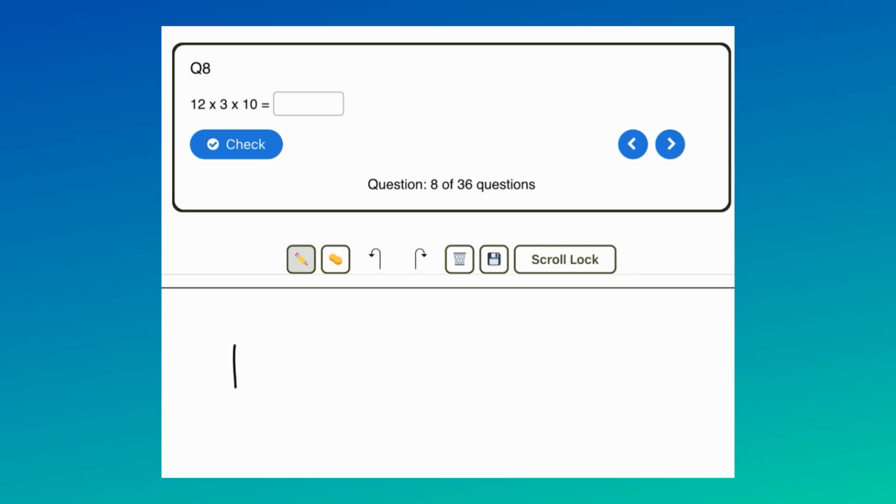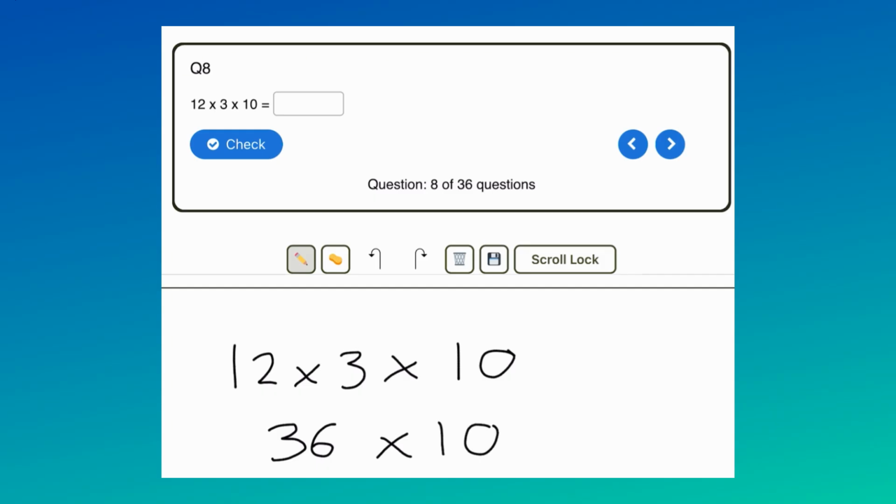Question 8. 12 times 3 times 10. So I know from my 3 times table, 12 times 3 is 36. Now, when I times any number by 10, I just can put a 0 on that number. So I can write 3, 6, and then add the 0. So my answer is 360.